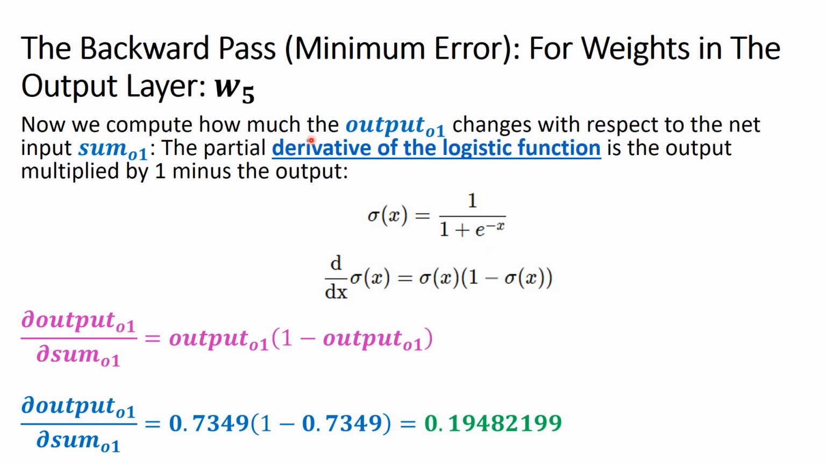Now we compute how much the output O1 changes with respect to the net input, which is sum O1. The partial derivative of the logistic function is the output multiplied by 1 minus the output. إذن partial derivative for output O1 with respect to sum O1 يكون بيساوي output O1 اللي هو نفس الدالة في 1 ناقص الدالة. طيب output O1 حسبناه كان 0.7349 مضروب في 1 ناقص 0.7349 بيديك 0.19482199.